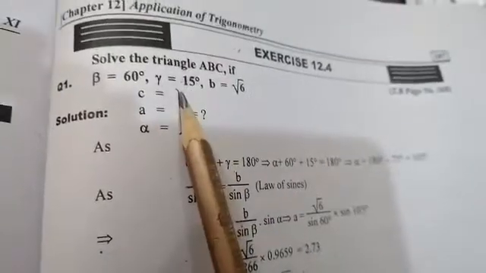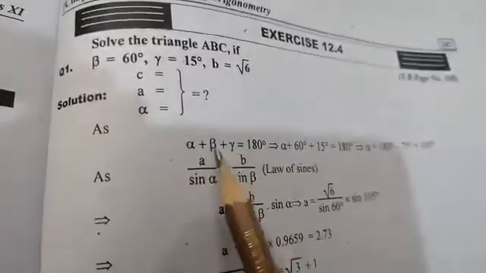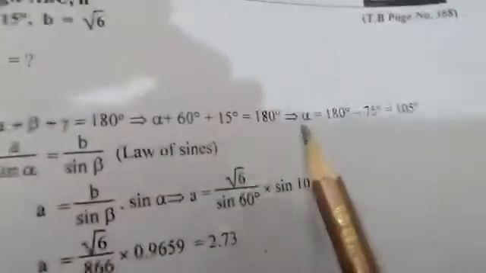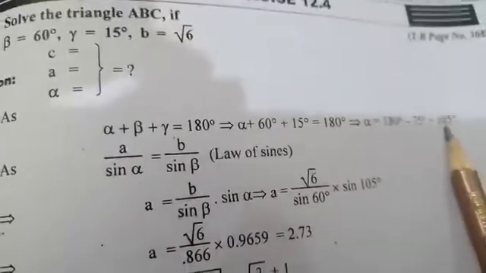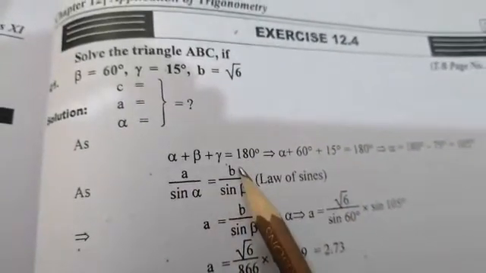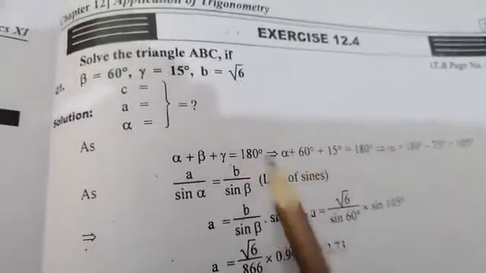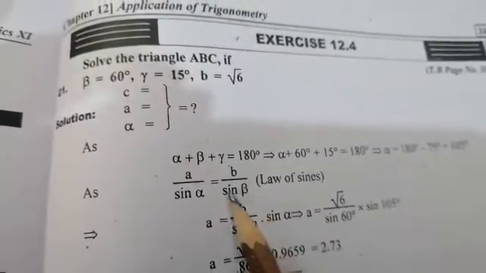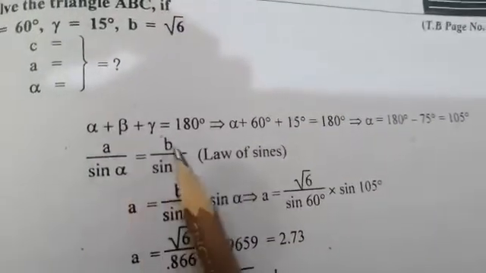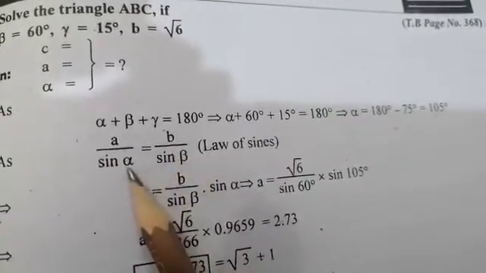Because two angles are given, beta and gamma, we can easily find the third angle alpha by using this rule: alpha plus beta plus gamma is equal to 180 degrees, and alpha finally is 105 degrees. Using law of sines, a over sine alpha is equal to b over sine beta. Because b is given, beta is given, and alpha we have found, it will be very easy for us to find a by using b, beta and alpha.